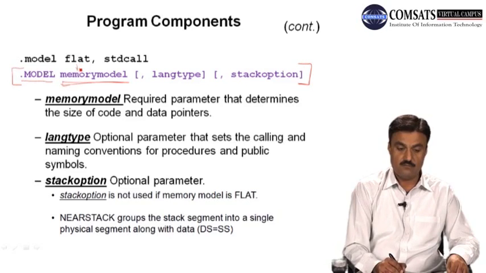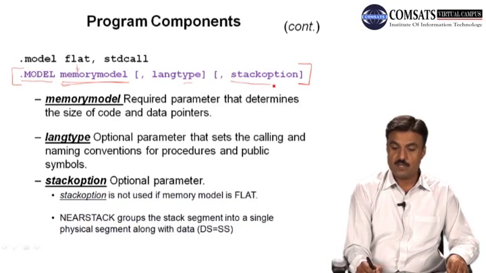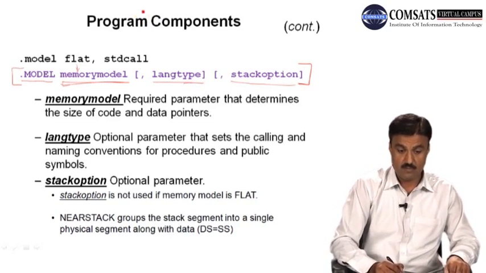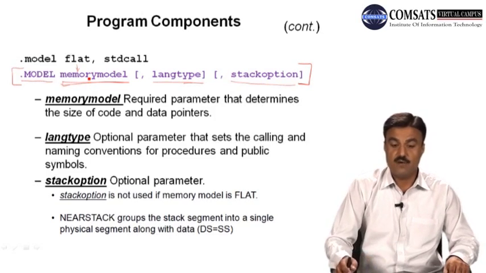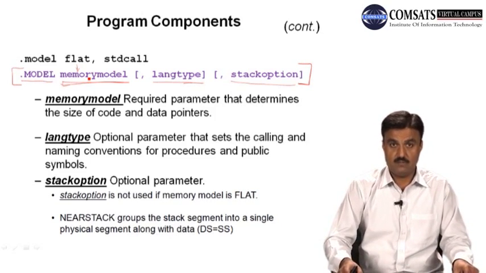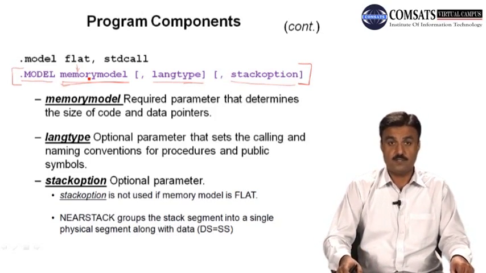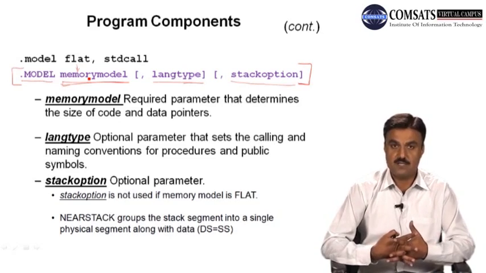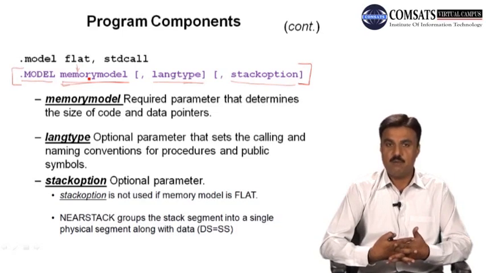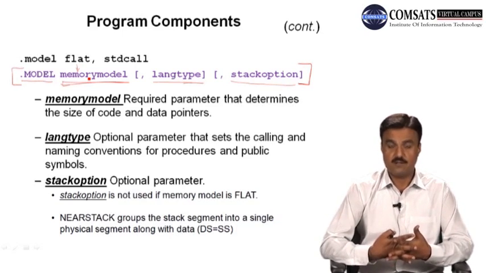For example, here we are using flat. Then we have the language type and stack option. This memory model parameter is compulsory. We have to define what type of memory model we are using. Right now we are using the flat memory model, since our 32-bit architecture and our Windows use flat, meaning the whole memory is considered as without segments. So you can access any memory address directly.